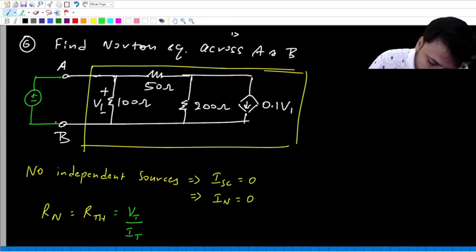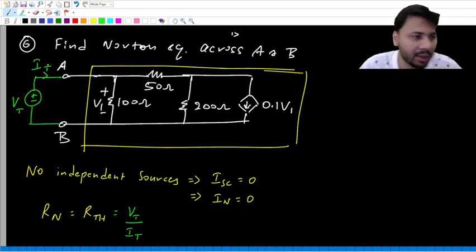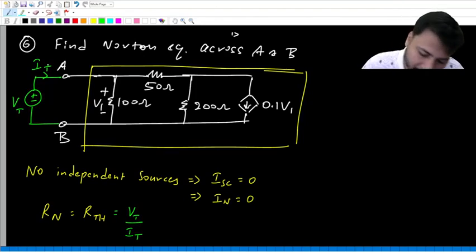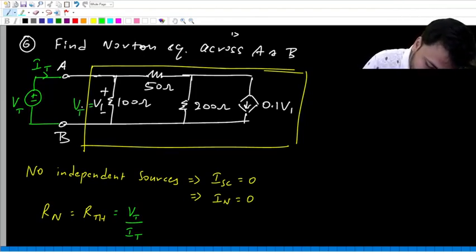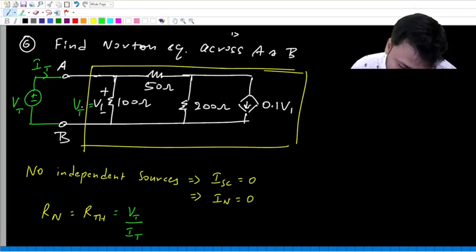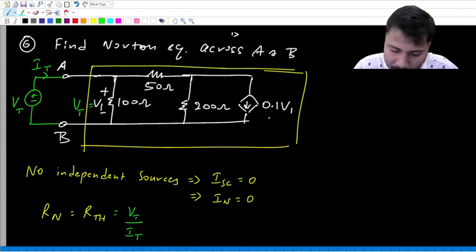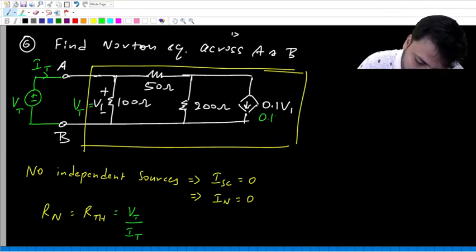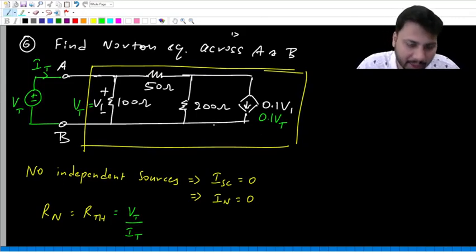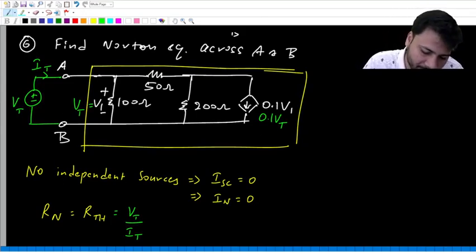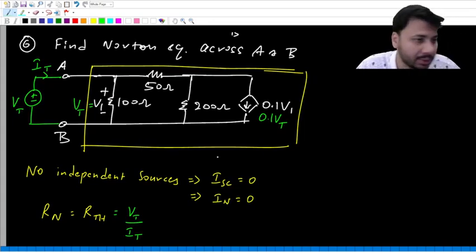What is that VT-IT method? Outside the network, we connect a voltage source VT, let the current be IT, and then we find VT by IT. So what is V1? It is VT. Here I think we can do source transformation. On the right hand side we have 0.1 V1, which is the same as 0.1 VT, because 100 ohms is directly across the voltage source VT.